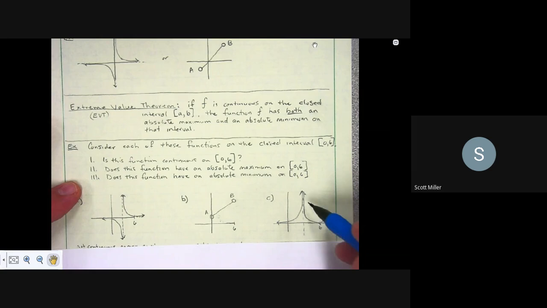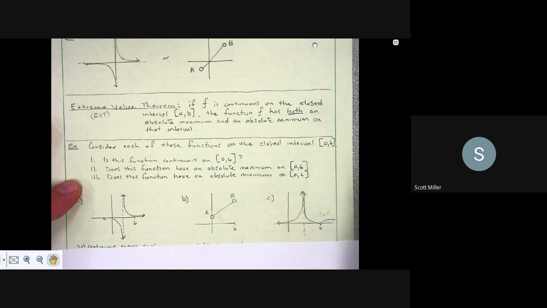So the question becomes: it's not continuous. Does it have an absolute max? No, the arrow's going up. It tells me it does not have an absolute max. But because it touched right there at 6, 0, then what do I know? I have an absolute minimum there.